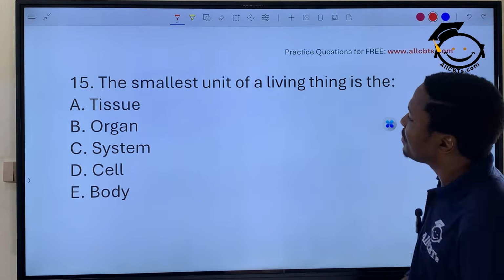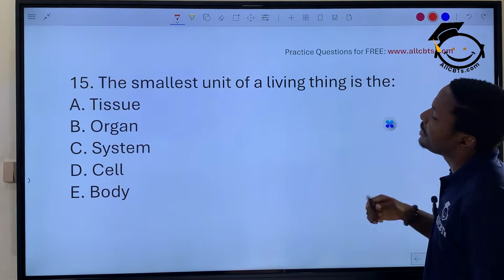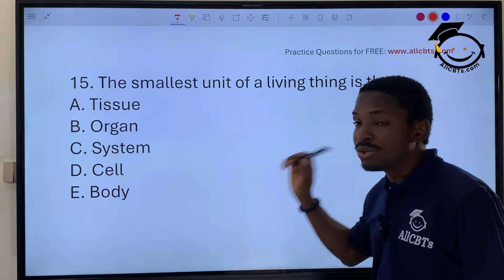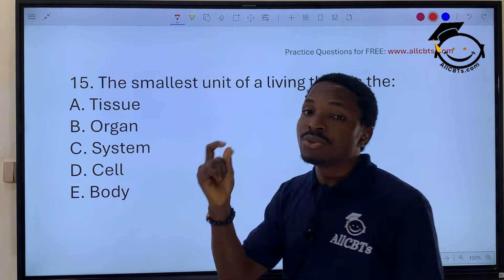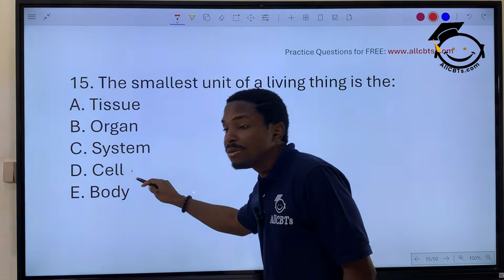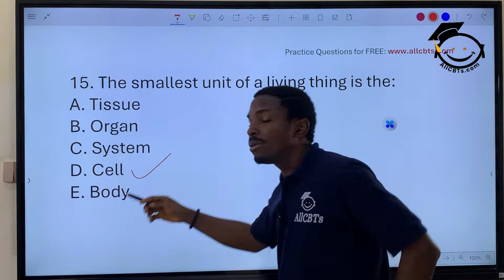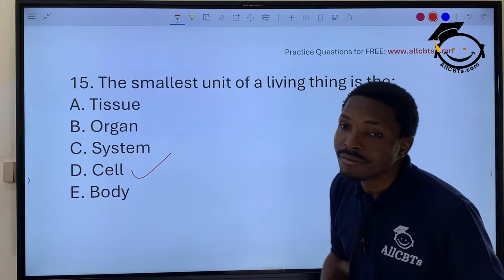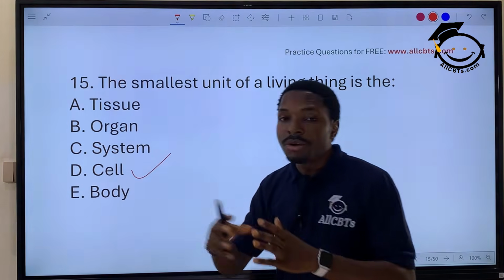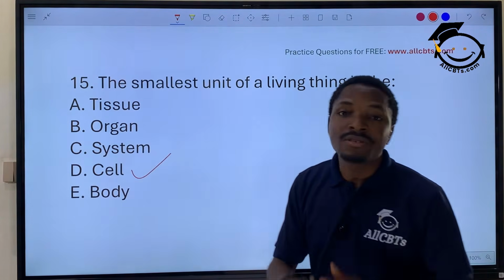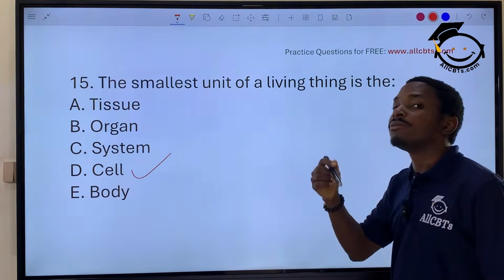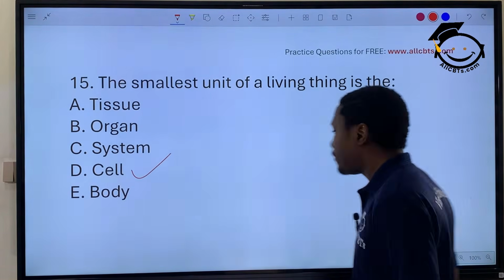Then, question 15. The smallest unit of a living thing is the what? You've been taught this in basic science. The smallest unit of a living thing, or the smallest unit of life, is the cell. A group of cells come together to form tissue, and a number of tissues form the organs, a number of organs the system, a number of systems the body. So the basic structural and functional unit of life starts from the cell.